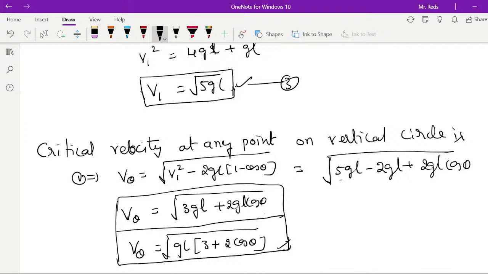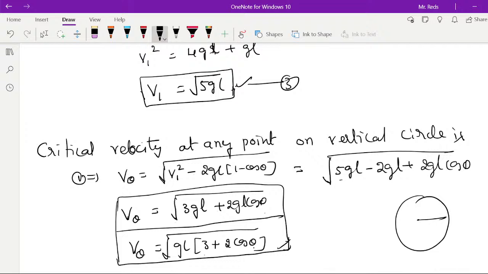Yes. Now you can take it at any arbitrary position. Theta equal to 0 is the bottommost point. Theta is 0 means cos 0 is 1, so 3 plus 2 is 5, root 5gl at the bottommost point. At the topmost point theta will be 180, cos 180 is minus 1, so 3 minus 2 is 1, so root gl, like in a circular path.